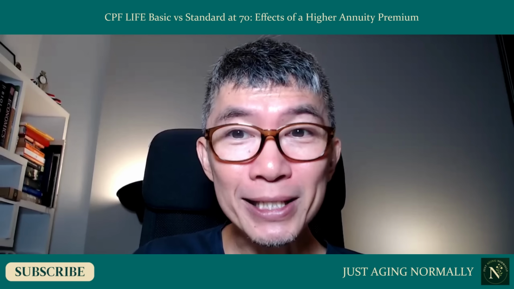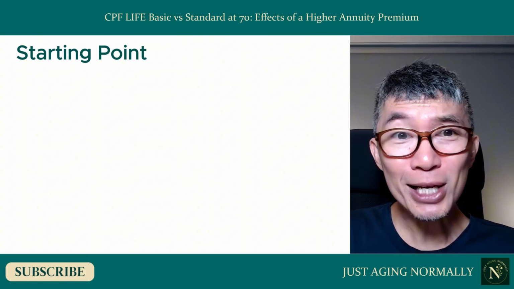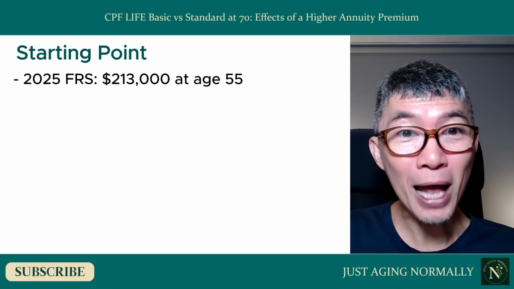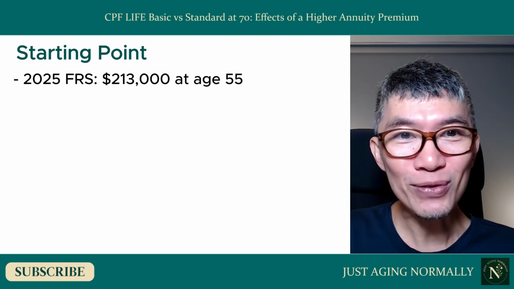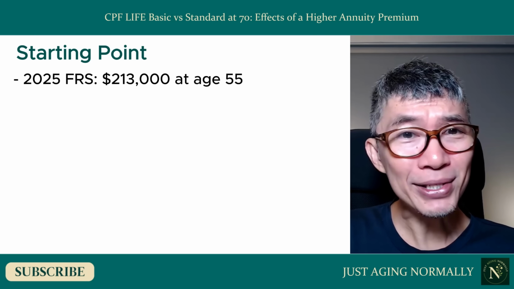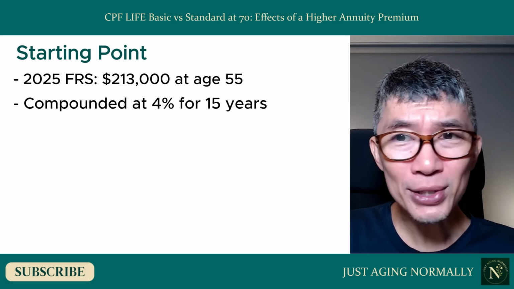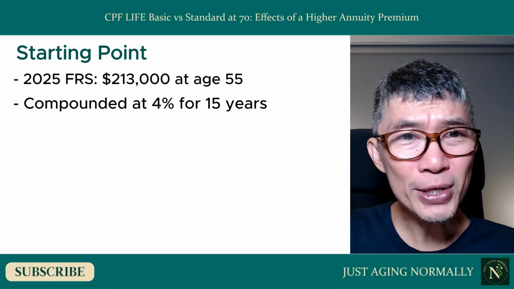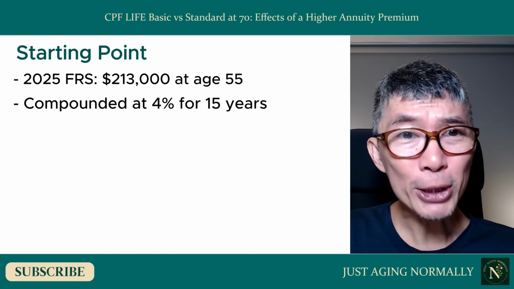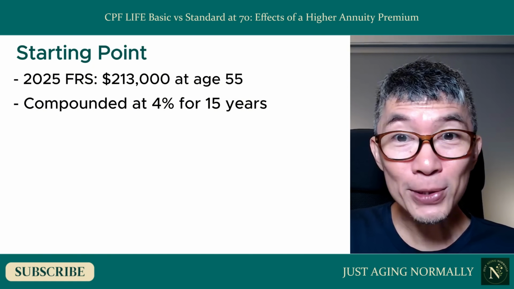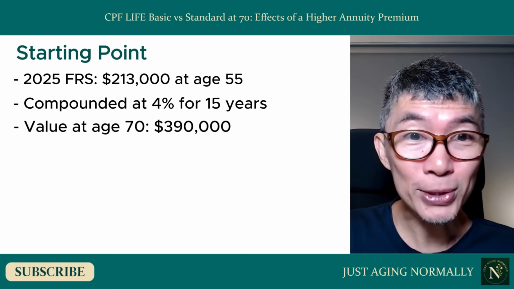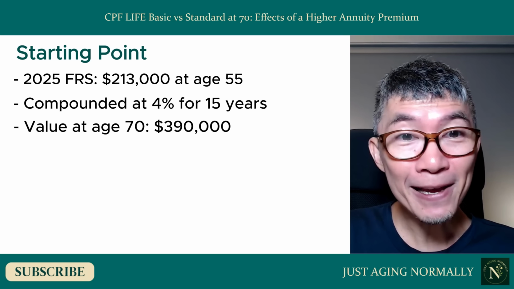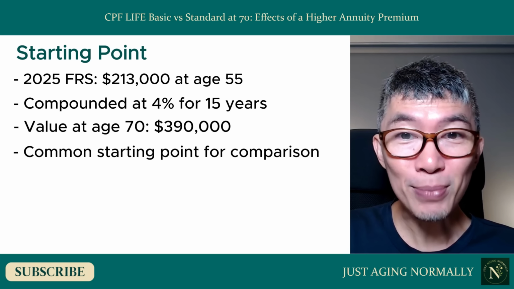Now, let's quickly set the stage again. We are using the 2025 cohort FRS, which is 213K at age 55. This time, instead of compounding for 10 years, we let it run for 15 years all the way to age 70. At 4% per year, that grows to about 390,000. So this 390K is our common starting point.